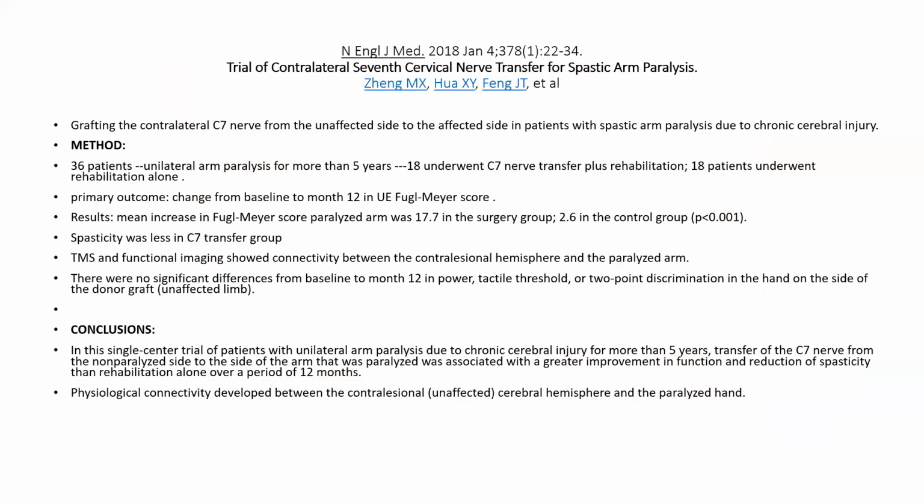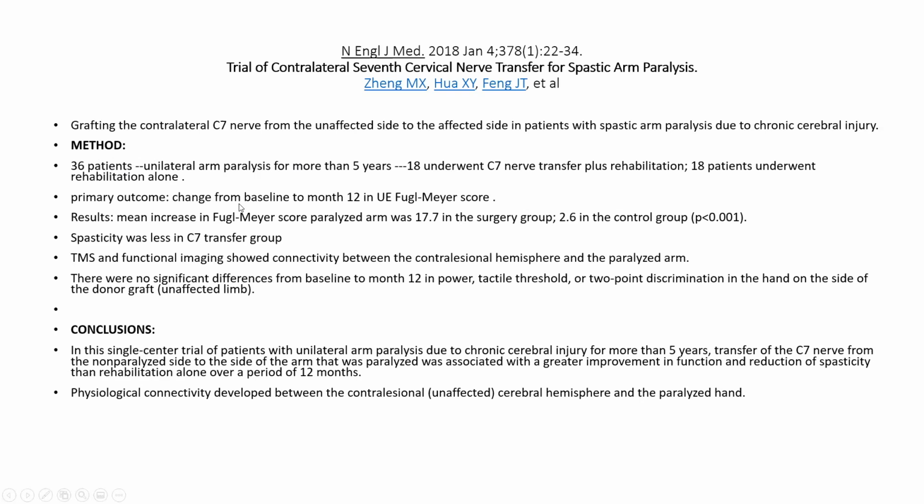Who did this? This was done by a bunch of guys in China who originally were doing transfers for brachial plexopathies. And then one of them got the bright idea, or maybe a bunch of them got the bright idea, to try it in patients with stroke. There were 36 patients, unilateral arm paralysis for more than 5 years. So they're well into the chronic stage. 18 underwent C7 nerve transfer plus rehab. 18 patients underwent rehab alone.